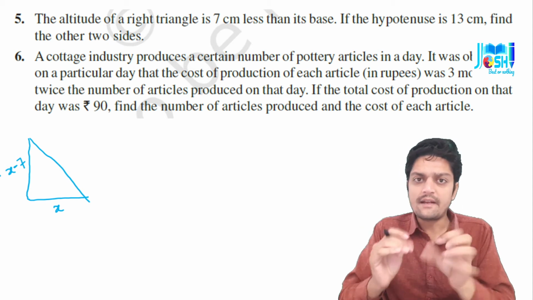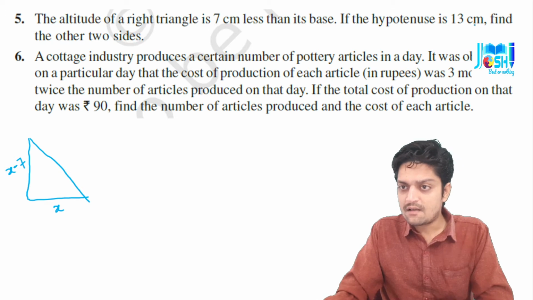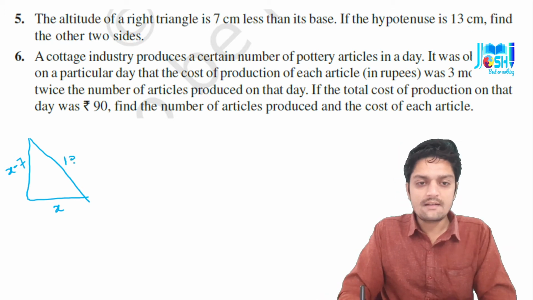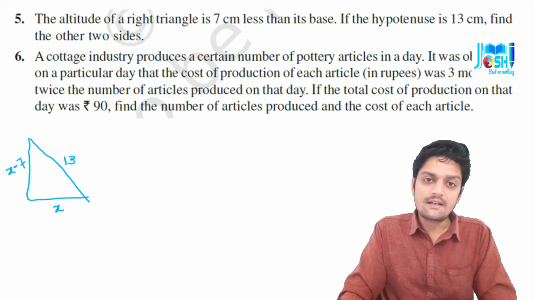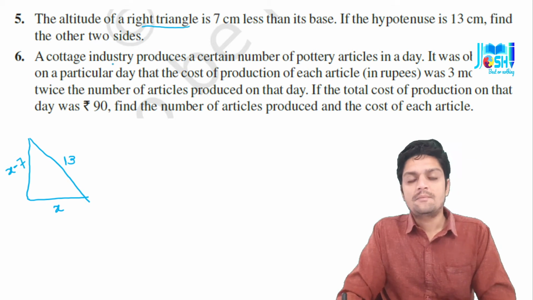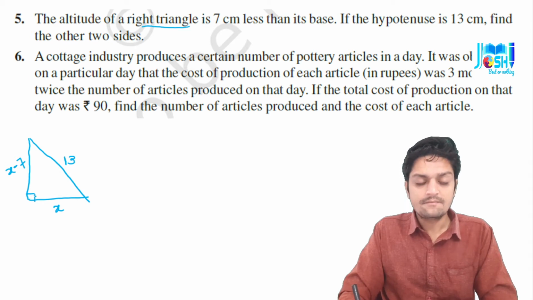So you have to write x minus 7. And if the hypotenuse is 13 centimeter, find the other two sides, meaning this side we have to find. Now see here, it is given the altitude of a right angle triangle. This is the keyword, because this is a right angle triangle. I will draw the right angle here, okay.